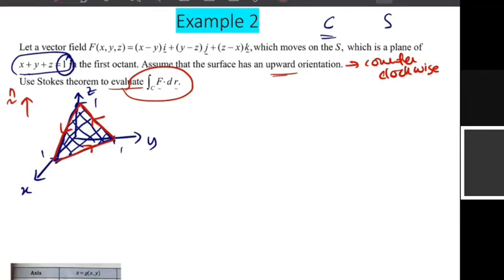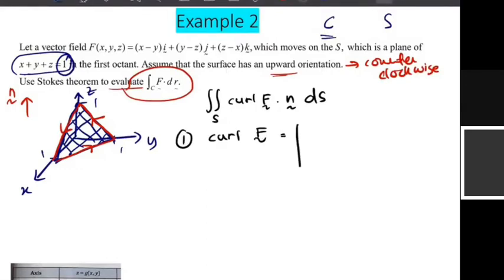Okay, remember Stokes theorem, we have two parts, curve and also surface. So we know that this is our surface. So where is the curve? Okay, C is given by this line that follows the upward orientation. Okay, upward orientation is positive. So this figure follows counterclockwise.